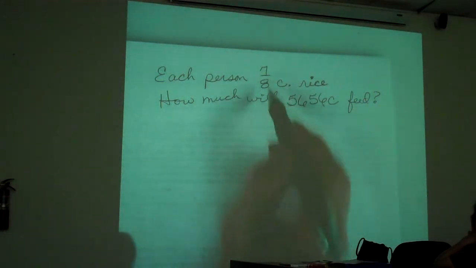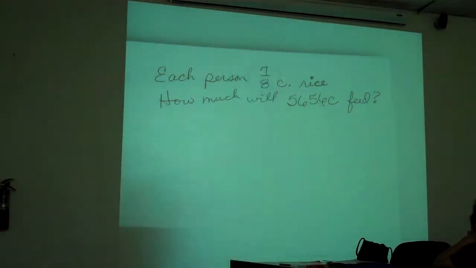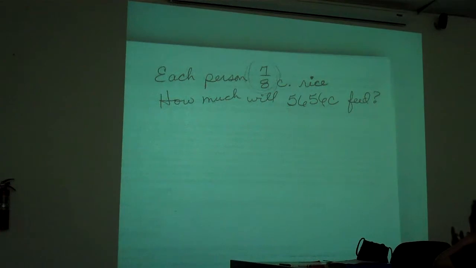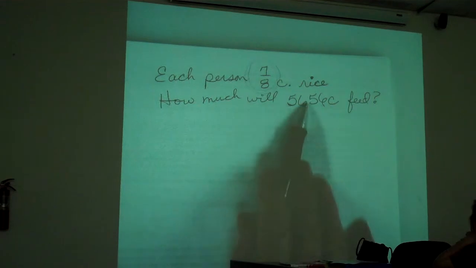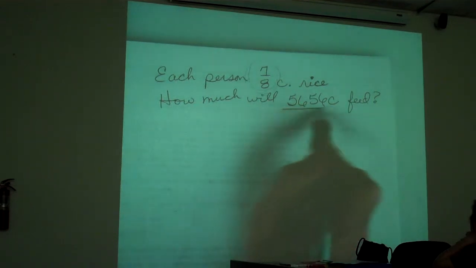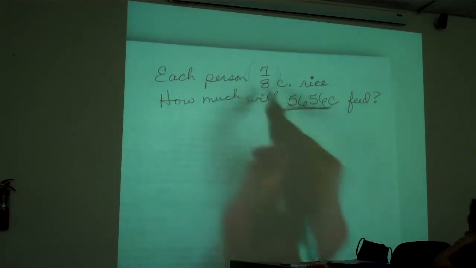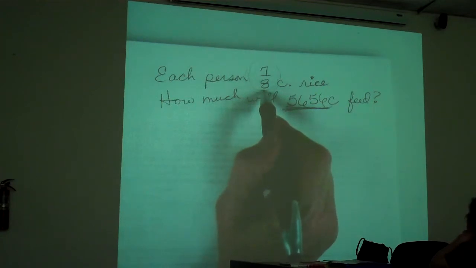So what you do is you think of this as being like a whole number that you can multiply or divide real easy to see whether you're going to be doing a multiply or divide, to see which number is going to be used. Because you're not going to say 7/8 divided by this. You're going to take the total amount you have and divide it by how much each person will get.